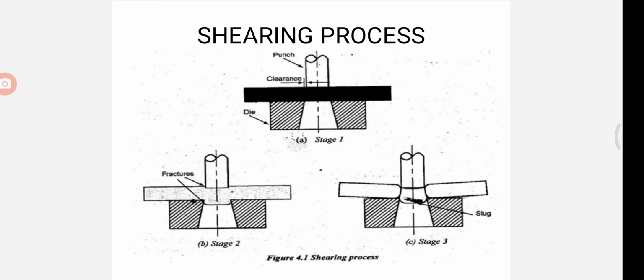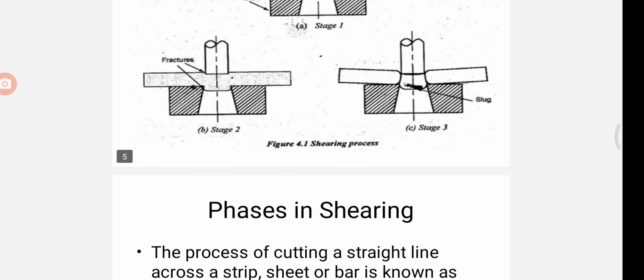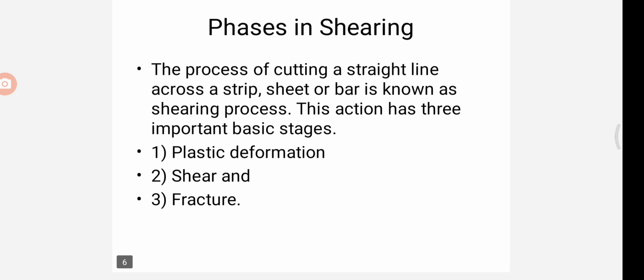So what are the phases in sheet shearing? The process of cutting a straight line across a strip, sheet or bar is known as the shearing process. This action has three important basic stages: plastic deformation, shear and fracture.